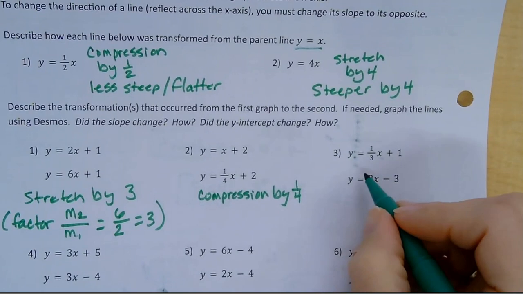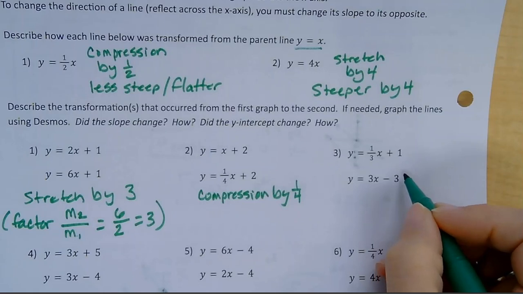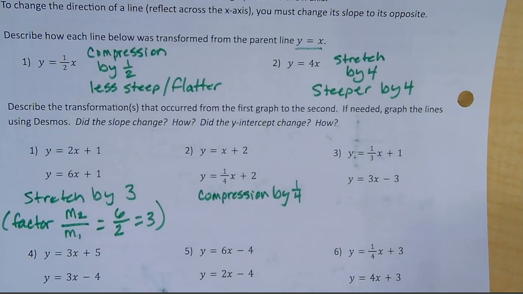Right? Look at number 3, you can see that we actually change our location on the y-axis, and so we have a shift, but we also change our slope. So we have a shift and we either have a stretch or we have a compression. So we're going to have to do some fancy math to figure that out.